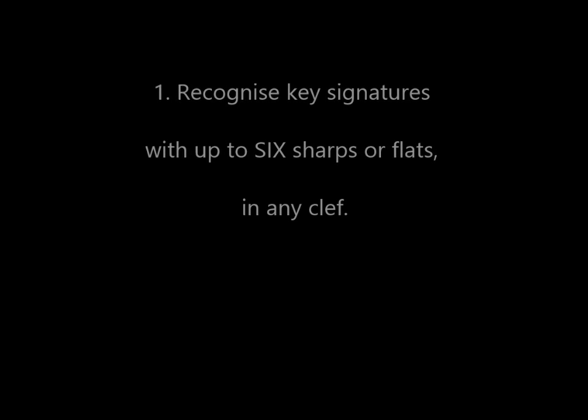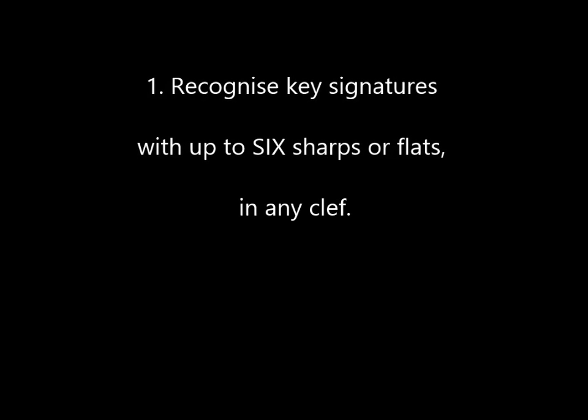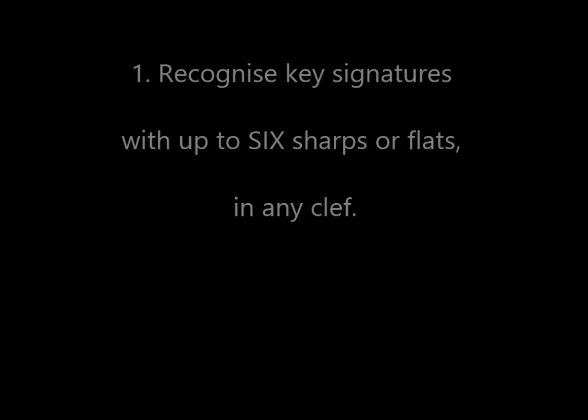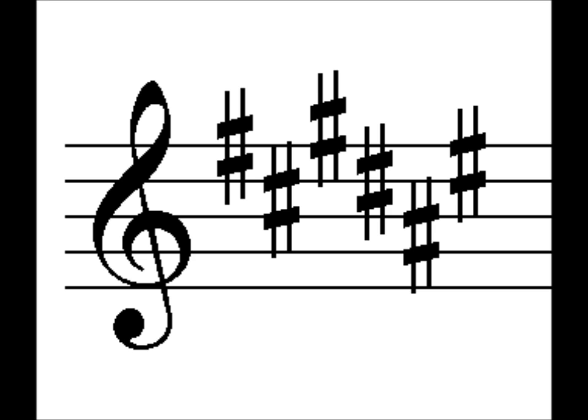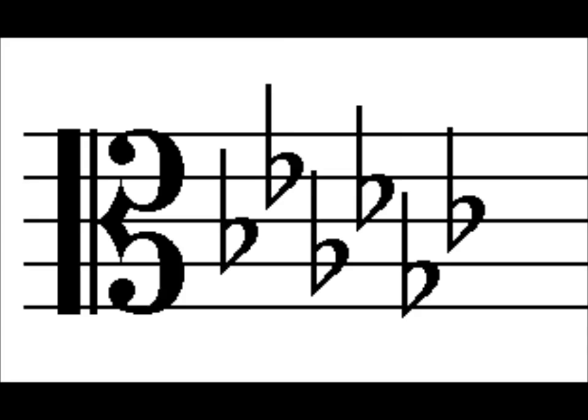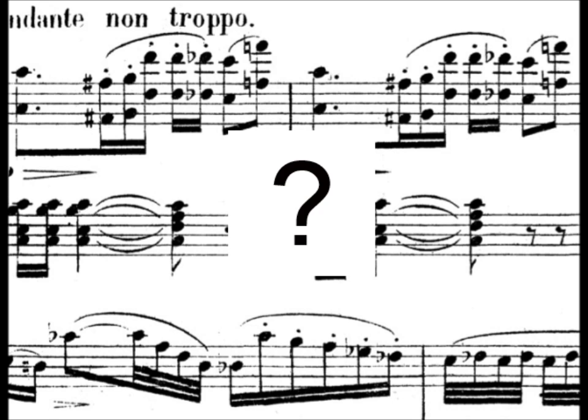In the Grade 5 Theory exam, you'll need to be able to recognise key signatures with up to 6 sharps or flats in any of the clefs. That means treble clef, bass clef, alto clef and tenor clef. You need to know about relative majors and minors. For example, C major is relative to A minor. And you'll also need to be able to work out what key a piece of music is in, both in the score question and in the composition question.